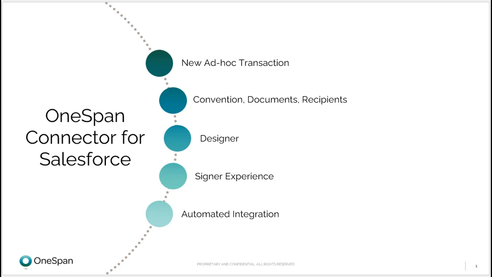Then we'll see how the OneSpan designer brings in the Salesforce data as well as positioning the fields and data input fields. Then we'll send the transaction to the signer and see that flow. Finally, we'll take a look at a more automated way of doing the same transaction with a Salesforce action, which can greatly reduce time and effort for your teams.